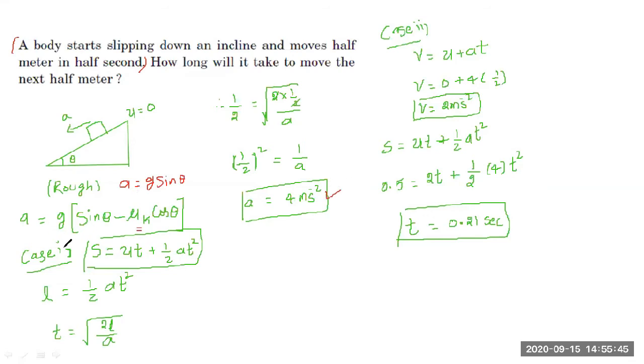Okay, so in the first case of the problem, with the help of s is equal to ut plus half at square, we can write l is equal to half at square, because here u will be 0. So on making t the subject, you are getting t equal to under root 2l by a. So substitute the time, because it has been given as half second. On substituting the time and simplifying, you are getting acceleration as 4 meter per second square. Next, come back to the second case.